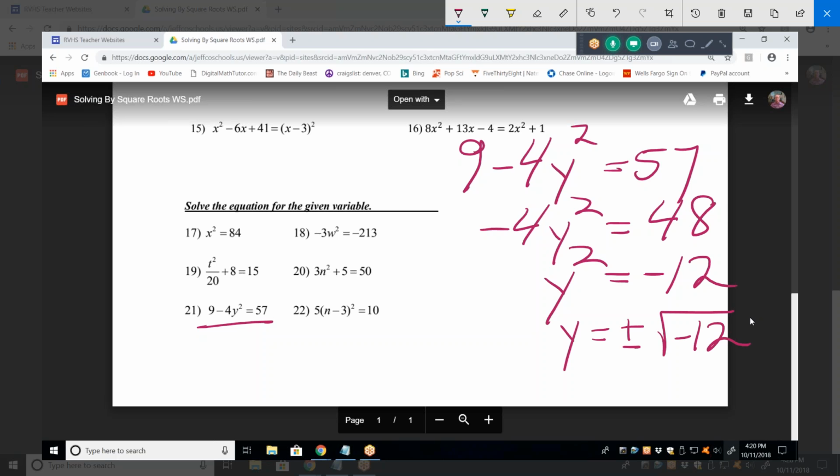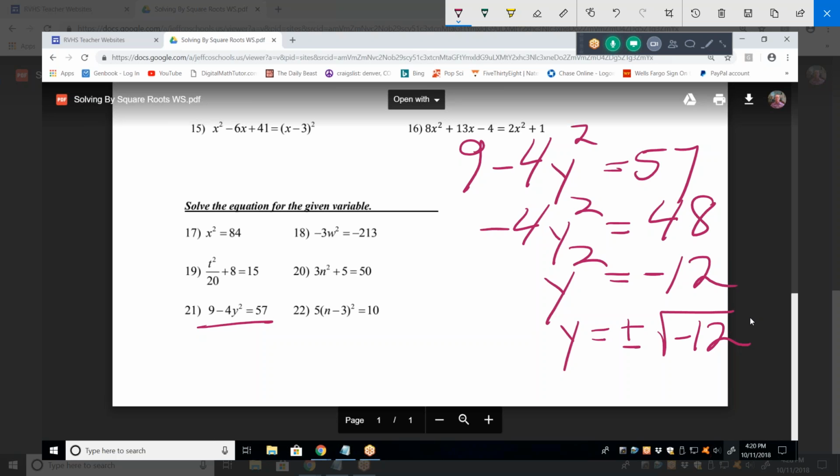And then that equals plus minus the square root of 4 times the square root of 3. And so the final answer would be y equals 2 times the square root of 3. Very good, except for one problem. And that is you can't take square roots of negative numbers.